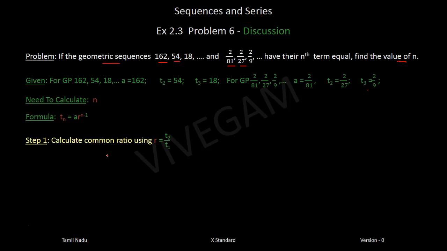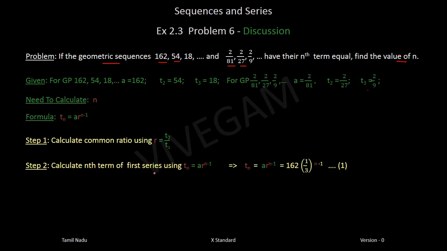So let me write. Step 1: calculate the common ratio using r equal to t2 by t1. You have to do this for both series, series 1 and series 2. Then calculate the nth term using Tn equal to a times r to the power of n minus 1. For the first series, the value of a is 162. And what is r? I'm doing it mentally, but when you do it, you have to do it very clearly. It is 1/3. So the nth term is 162 times r to the power of n minus 1, that is, 162 times (1/3) to the power of n minus 1. This is the nth term for the first series.